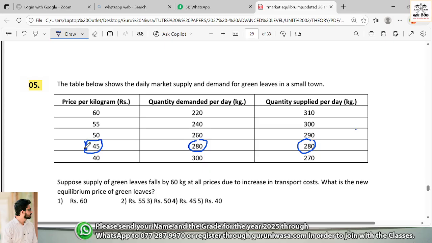Due to increase in transport cost, suppliers reduce the supply by 60 kilos at all prices. It means supply decreases. Now at price 60, supply is not 310. You have to deduct 60 units.